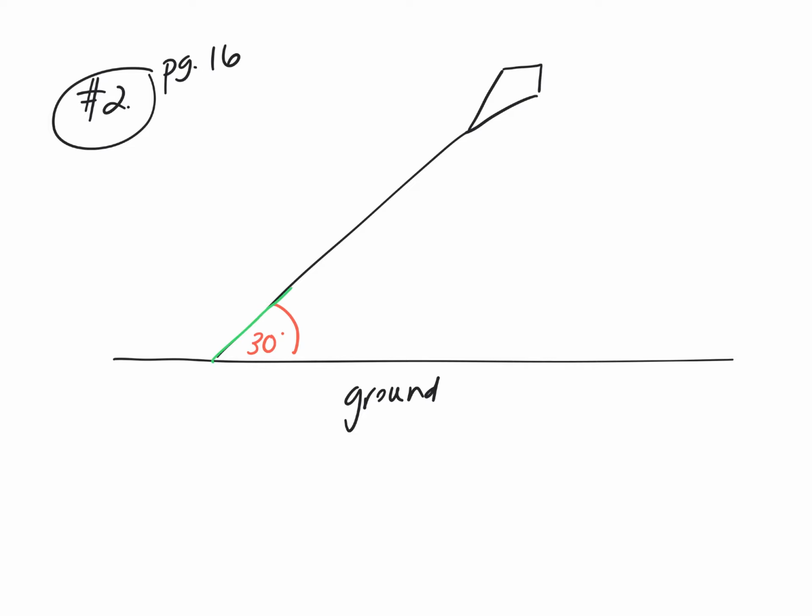So this is the kite string, and it's 350 meters. What are we trying to find here? The vertical height of the kite. So here's the kite. So how high is it from the ground? This is the height, the vertical height of the kite from the ground. Forms a 90-degree angle, right?